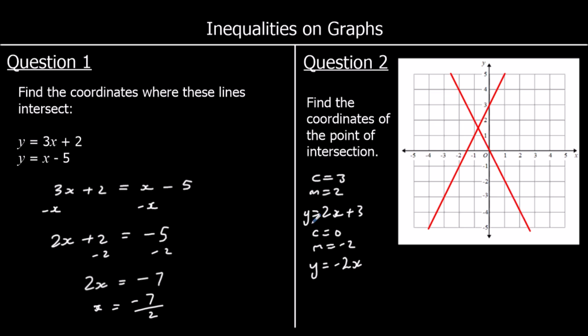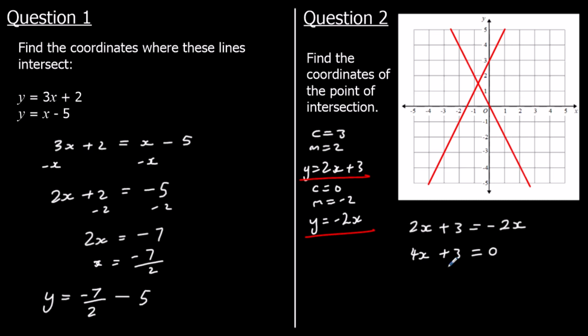So we've got our simultaneous equations. Now we solve them. So we'll put them equal to each other. So 2x plus 3 equals negative 2x. I'm going to add 2x to both sides, which will mean I've got 4x plus 3 is equal to 0. Now I take 3 away from both sides. 4x equals negative 3. Divide both sides by 4. X is negative 3/4.